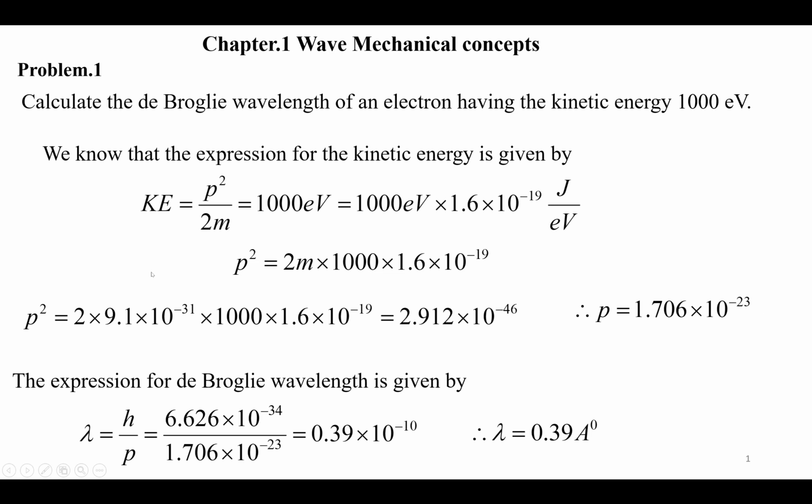And we would like to calculate only lambda. What is asked? Calculate the de Broglie wavelength of an electron. So lambda equals h by P, where h is 6.626 into 10 power minus 34, divided by the momentum value which we have obtained as 1.706 into 10 power minus 23. So we will get 0.39 into 10 power minus 10 meters. So lambda is nothing but 0.39 angstrom. So that is the first problem.